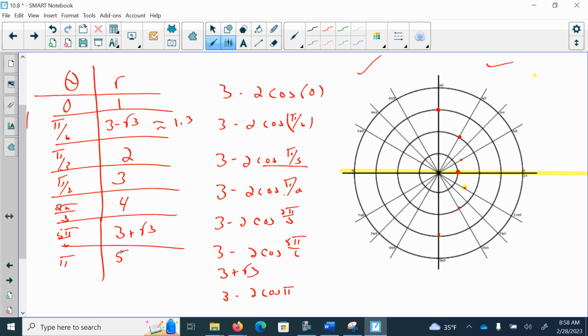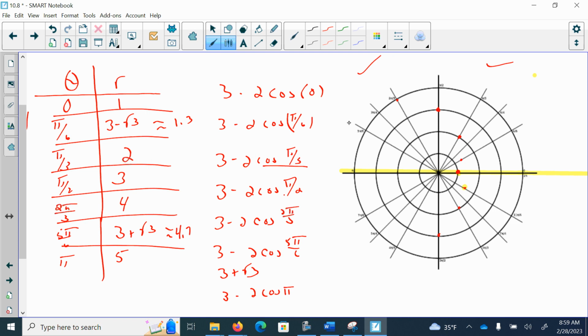And when I go to plot these points, I'm going to do 2 pi over 3, 4. So 1, 2, 3, 4. Then I'm going to do 5 pi over 6, and then it's 3 plus the square root of 3, which a decimal approximation for that is going to be 4.7. Oh, that's off the graph, so sorry.